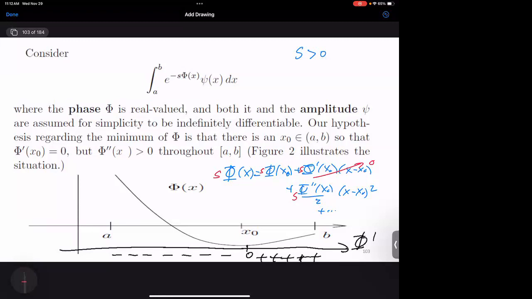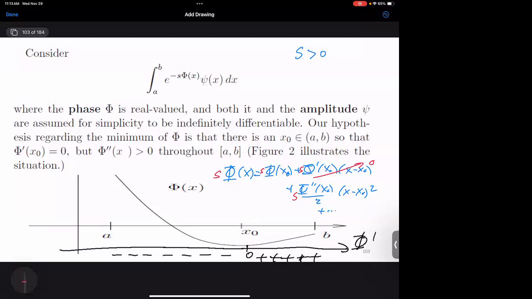So here's my plot. Because I know phi double prime is positive, and I know phi prime of x naught is 0, I know phi prime has to be positive beyond x naught, and it has to be negative before. That's how I know the plot has to look something like this. Since this is my minimum, I'm increasing to the right and decreasing to the left.